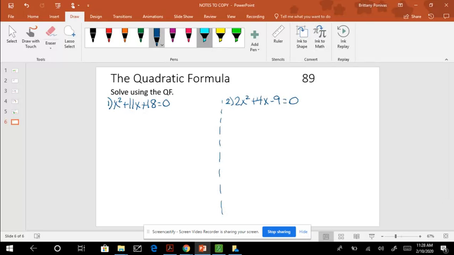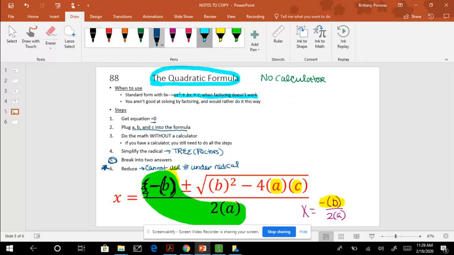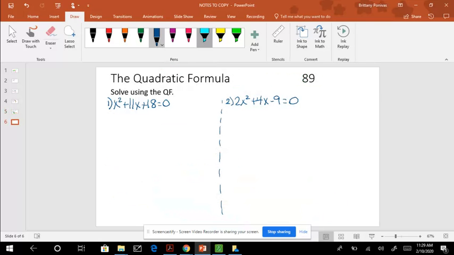So make sure you have page 88 all written down with a couple extra things that I noted, and these examples on page 89, and there will be 2 separate videos walking you through each of those examples.